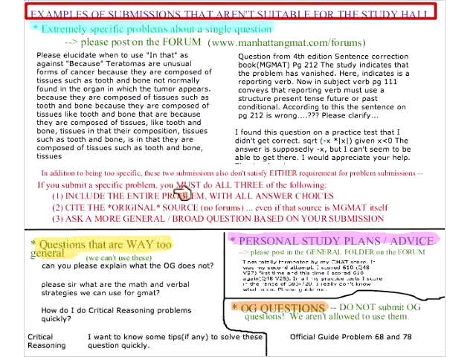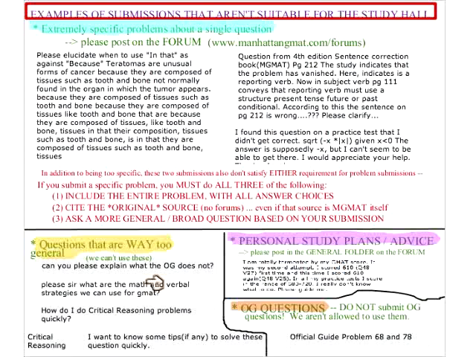Also, if you're going to submit a problem for the study hall, you need to include the problem with all the answer choices. These people did not include answer choices. You've got to tell us where it's from, and you have to ask some sort of question based on it.